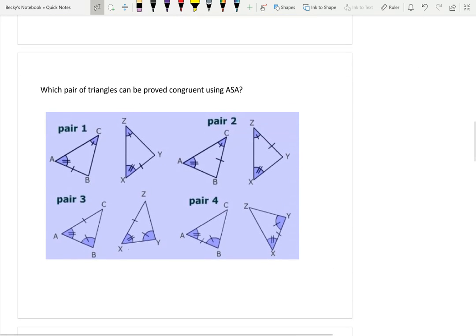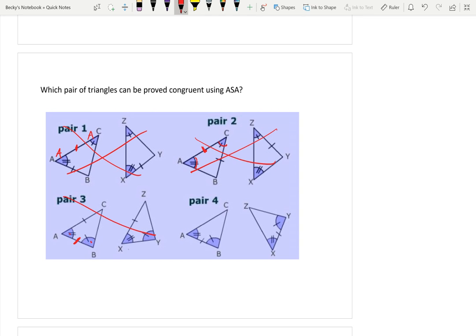All right, same deal here. Go ahead and pause me, see if you can find the set that is congruent by ASA. Okay, so again, we're looking for 2 angles with a side that's in between them. So we have the 2 angles, but the side should be here, and it's not. So we know this doesn't work. We have the 2 angles, and the side should be in between. Doesn't work. And then lastly, the 2 angles, and it has the side in between. So it was pair 4 again.